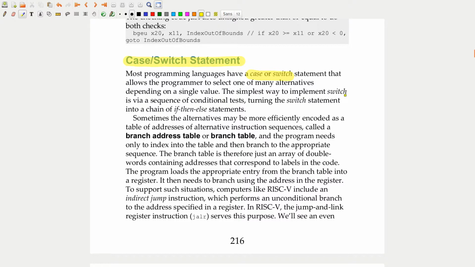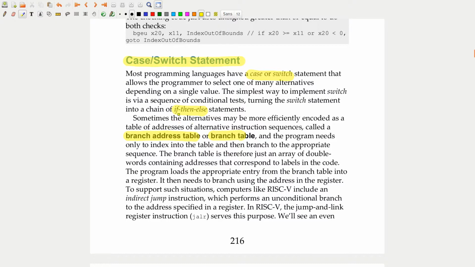The simplest way to implement switch is via a sequence of conditional tests, turning the switch statement into a chain of if, then, else statements. That's exactly what I just said. Sometimes the alternative may be more efficiently encoded as a table of addresses of alternative instruction sequences called a branch address table or a branch table, and the program needs only to index into that table and then branch to the appropriate sequence.